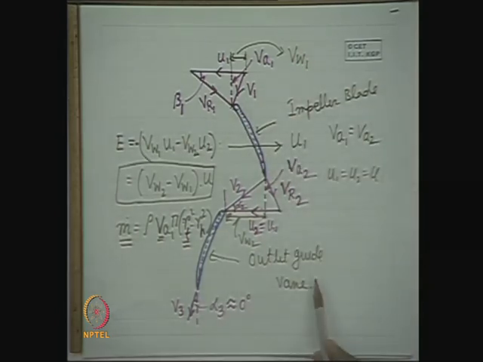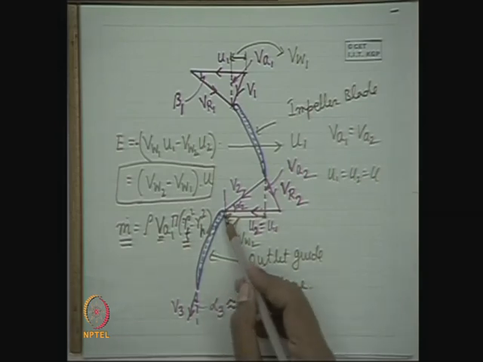Now this is the outlet guide vane. As I have told you earlier, the purpose of this outlet guide vane is to reduce the whirling component of velocity.